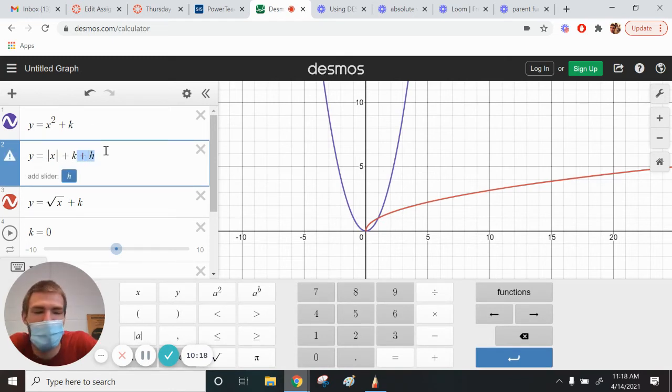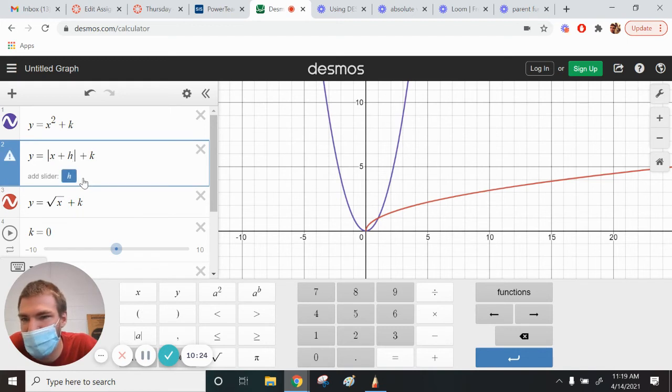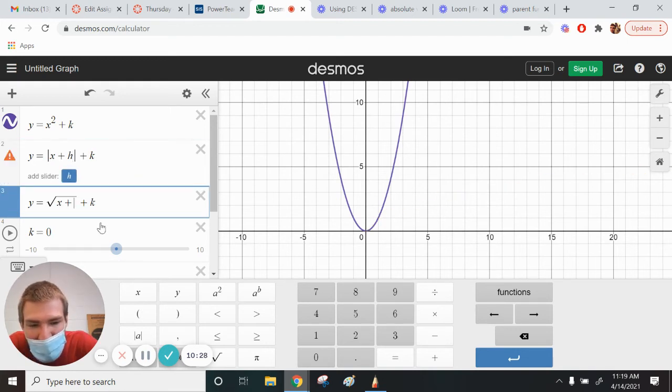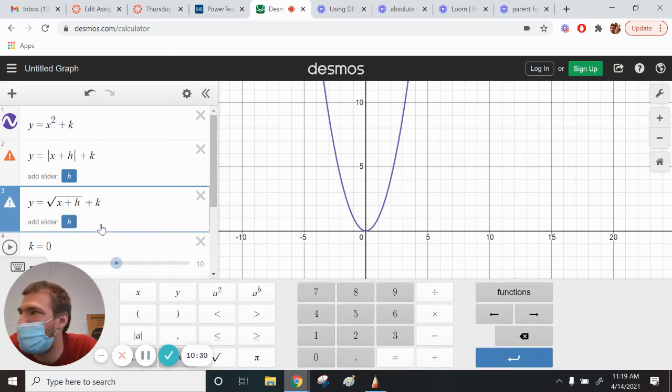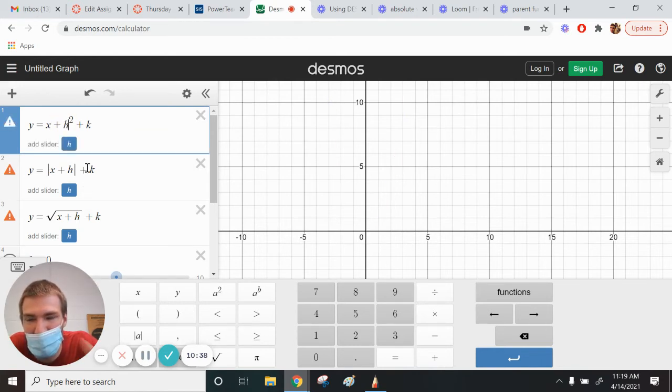They're just forming one mega number, and it's all the same thing, right? But if I put the H inside of the absolute value, if I put the H inside of the square root, and this one's a little tricky. If I put the H inside of the squared, now if I'm going to do this, I'm going to need parentheses.